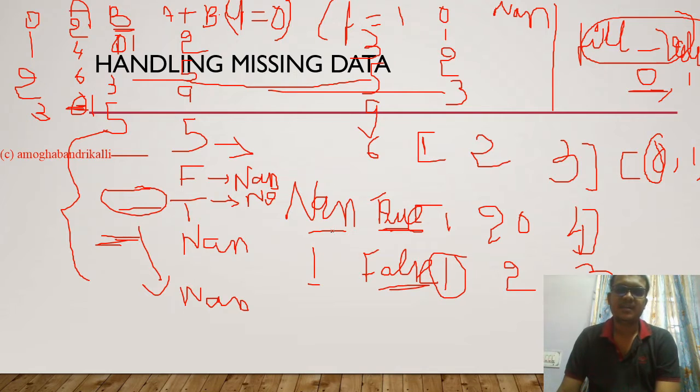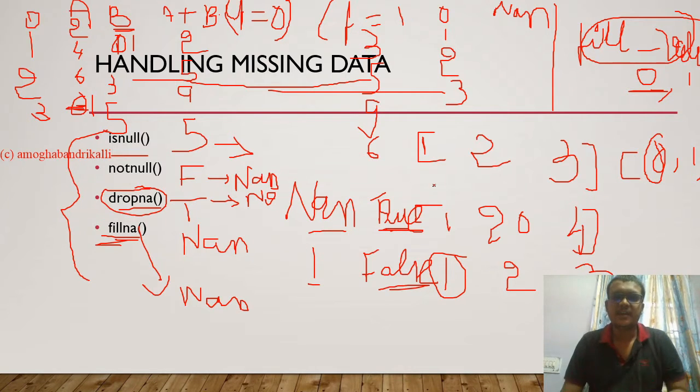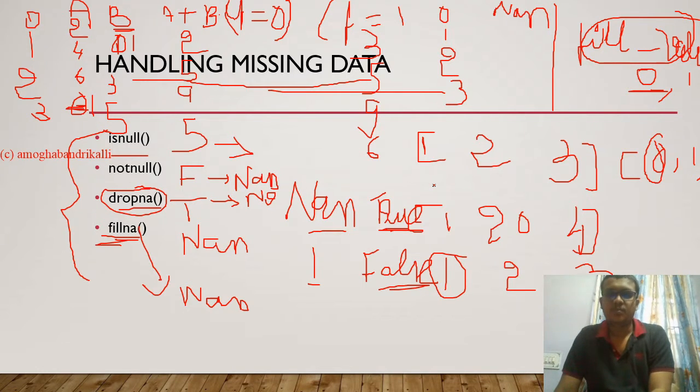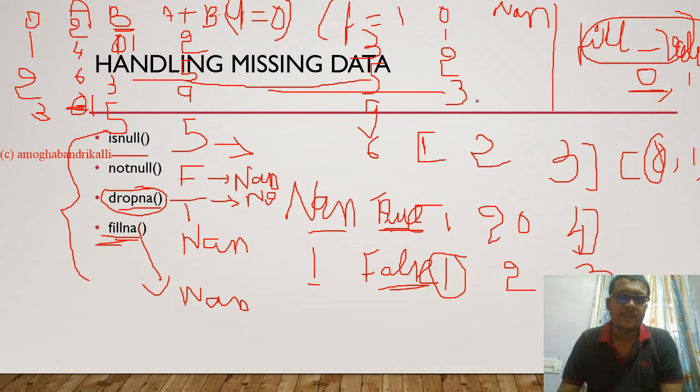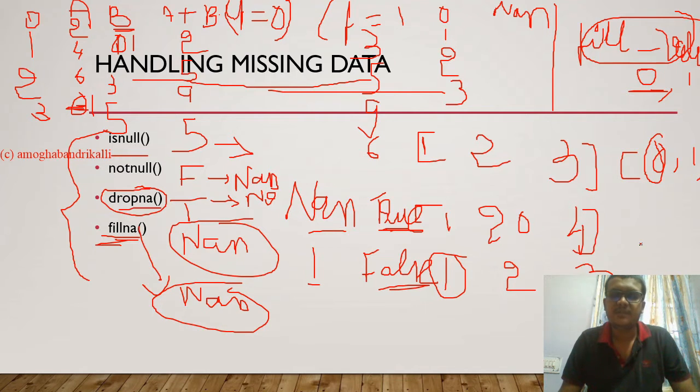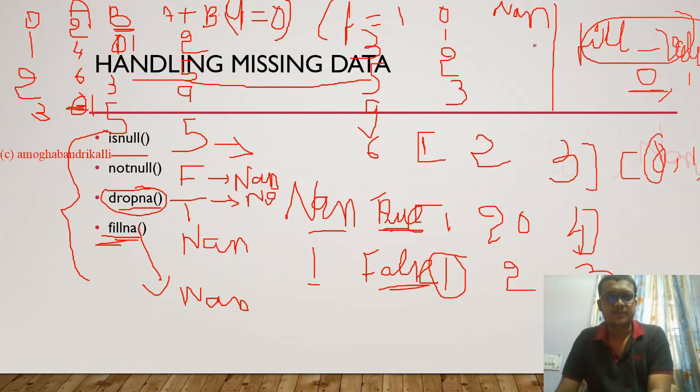Then handling the missing data. Wherever the missing data has been provided, we have functions like isnull, notnull, dropna, fillna. isnull means wherever NaN is there, True is going to come. notnull means the inverse of it. dropna means you are going to drop the entire row or column if you have a NaN value. fillna means wherever not a number is there, you can fill it with your respective numbers. It can be 0, it can be 1, it can be any user defined value.